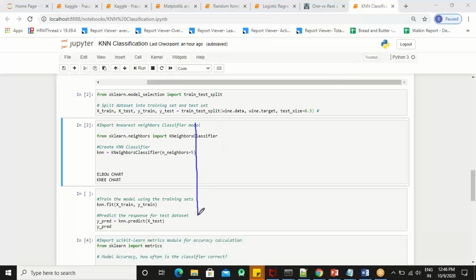Now what is the knee chart? It's not that you have to make only the elbow chart, you can make a knee chart too. Knee chart is something like this, like the knee of your leg, right? With the increasing K, something increases. Now what is that, guys? Can you ping me? As you increase the K, what should increase?